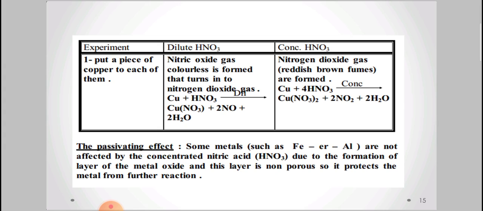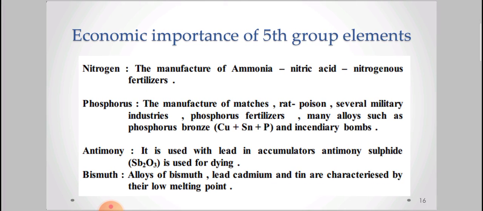The passivity effect. Some metals such as iron, Cr chromium, and Al are not affected by concentrated nitric acid due to the formation of a layer of metal oxide, and this layer is non-porous, so it protects the metal from further reaction.